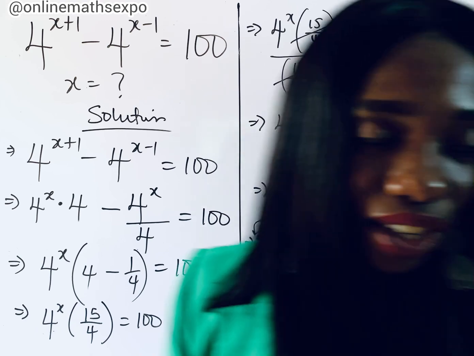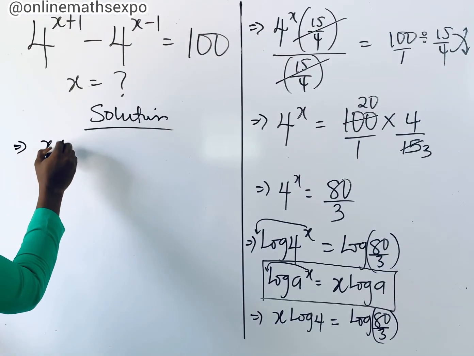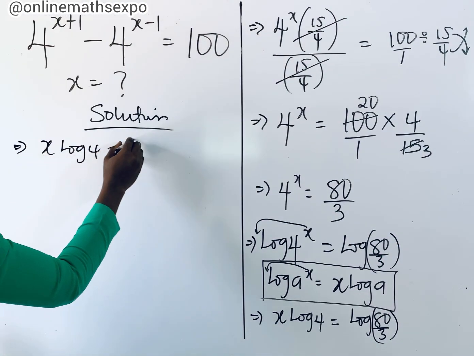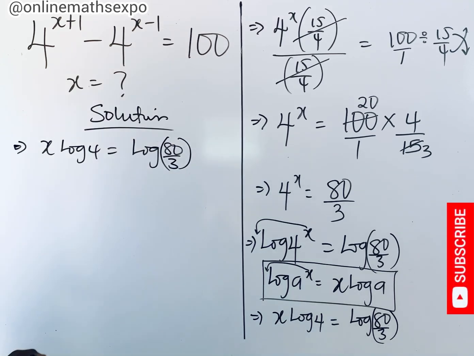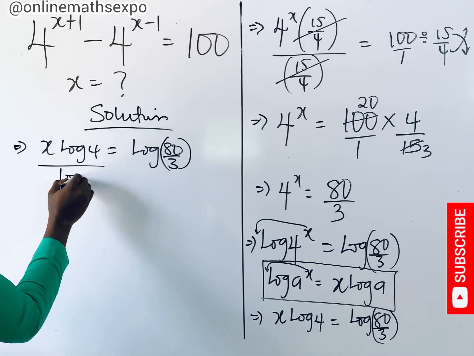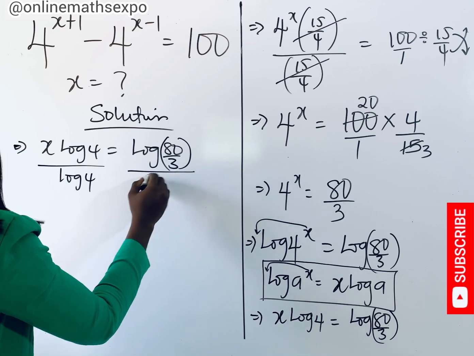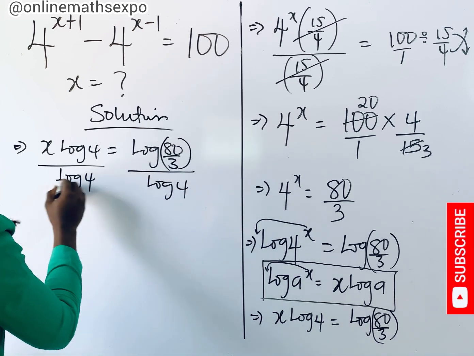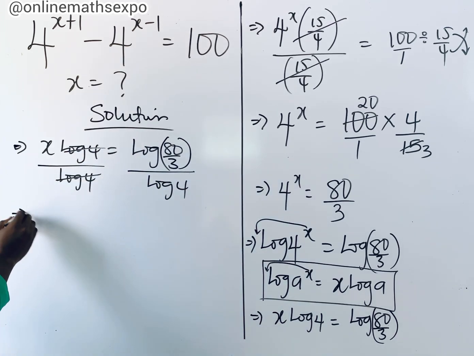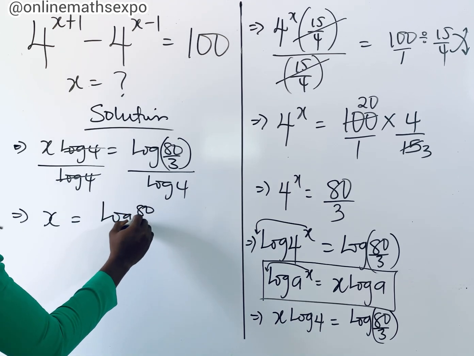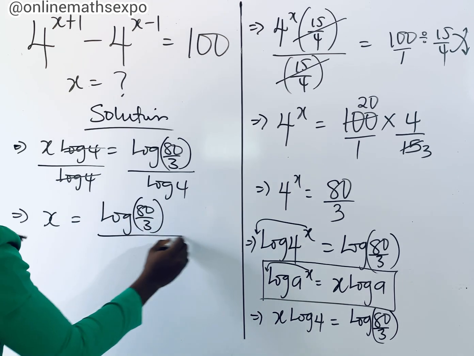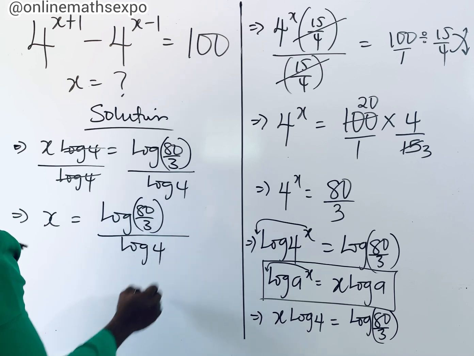And if you do that, you are going to have x log 4 equal to log 80 over 3. Remember, we are dividing. So you divide this by log 4 and also do the same here. This takes off this because they are the same. So x will now give us log of 80 over 3 divided by log of 4.